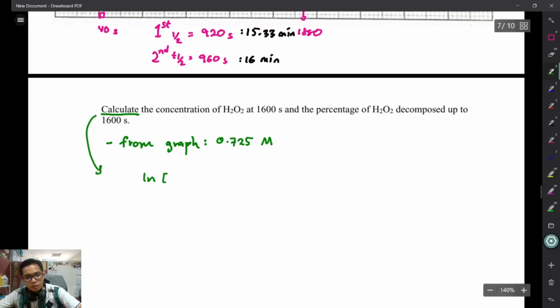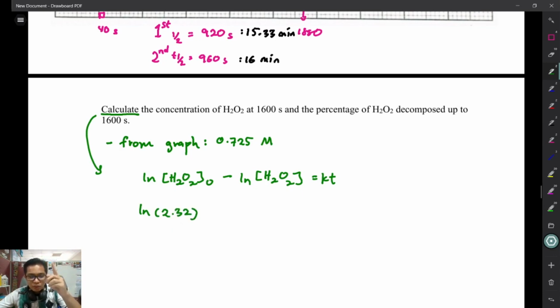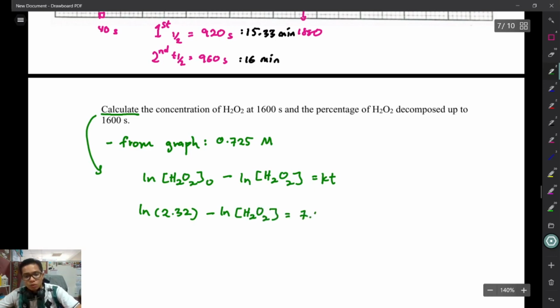Ln concentration of H2O2 minus ln H2O2 initial equal to minus kt, masukkan nilai. Ln 2.32, mana datang ni pada saat dia kosong dalam table tadi, itu 2.32 initial. Ln H2O2 kita nak cari equal to k given dalam soalan 7.3 rasanya. Okay. Eksponen negatif 4, masa 1600.